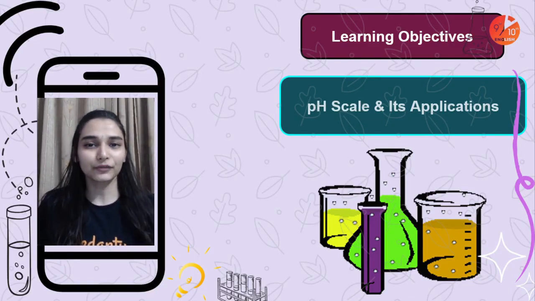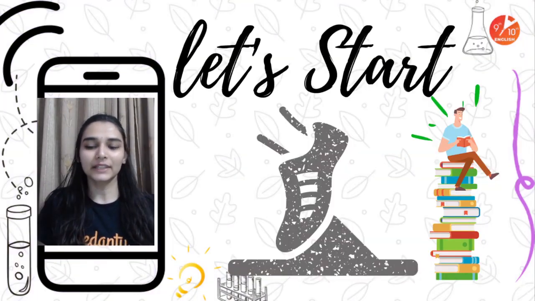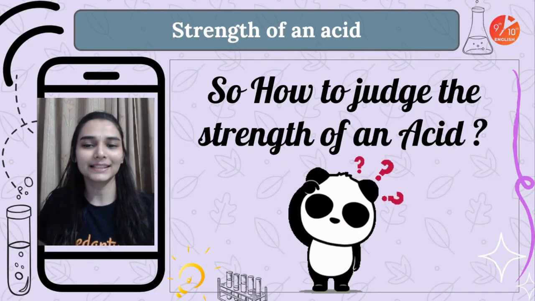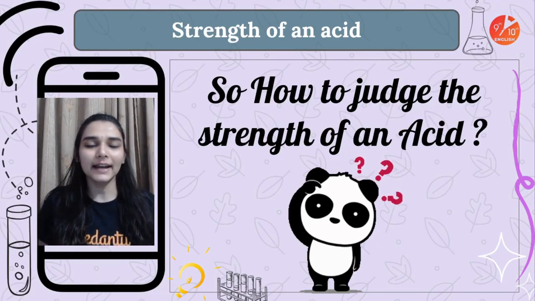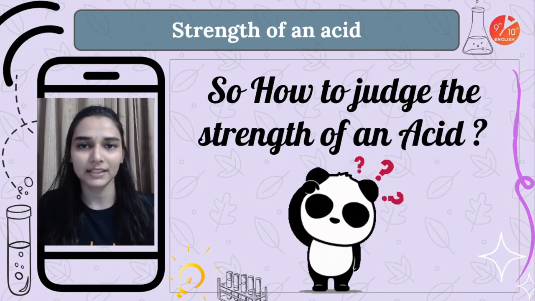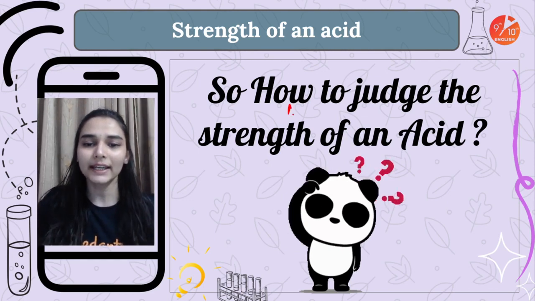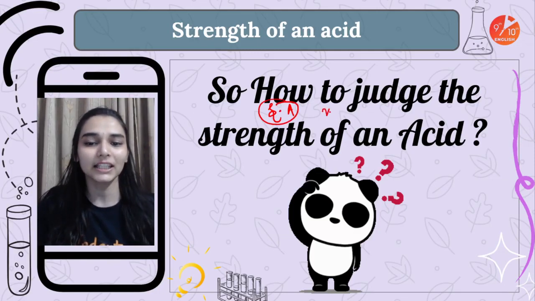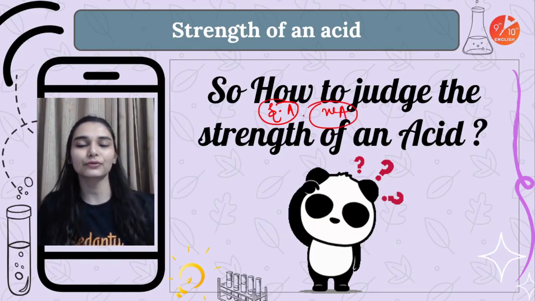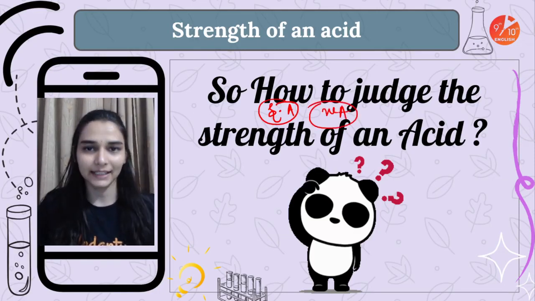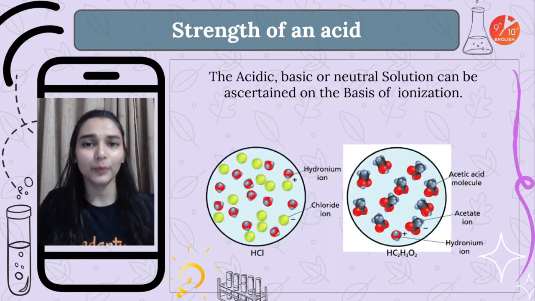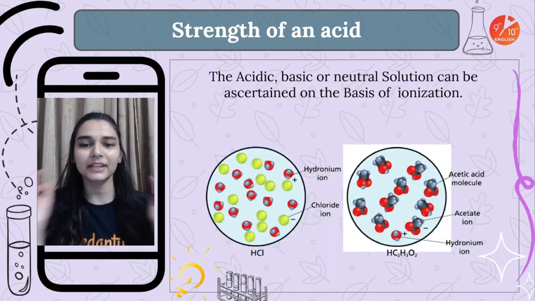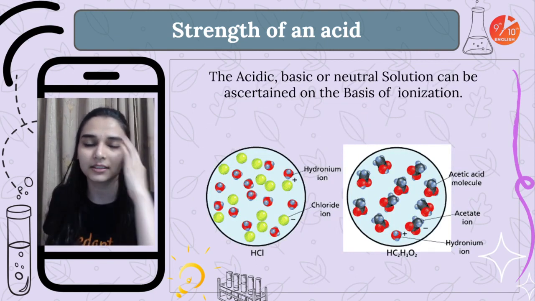So in this session we have to discuss the pH scale and its applications. Without wasting any time, let's get started. So the question is: how do I judge the strength of an acid? Strength as in, how can I call an acid a strong acid, or what is the criterion to call an acid a weak acid? How do we decide that? Is there any mathematical parameter to define that? Everything will be discussed here, right?